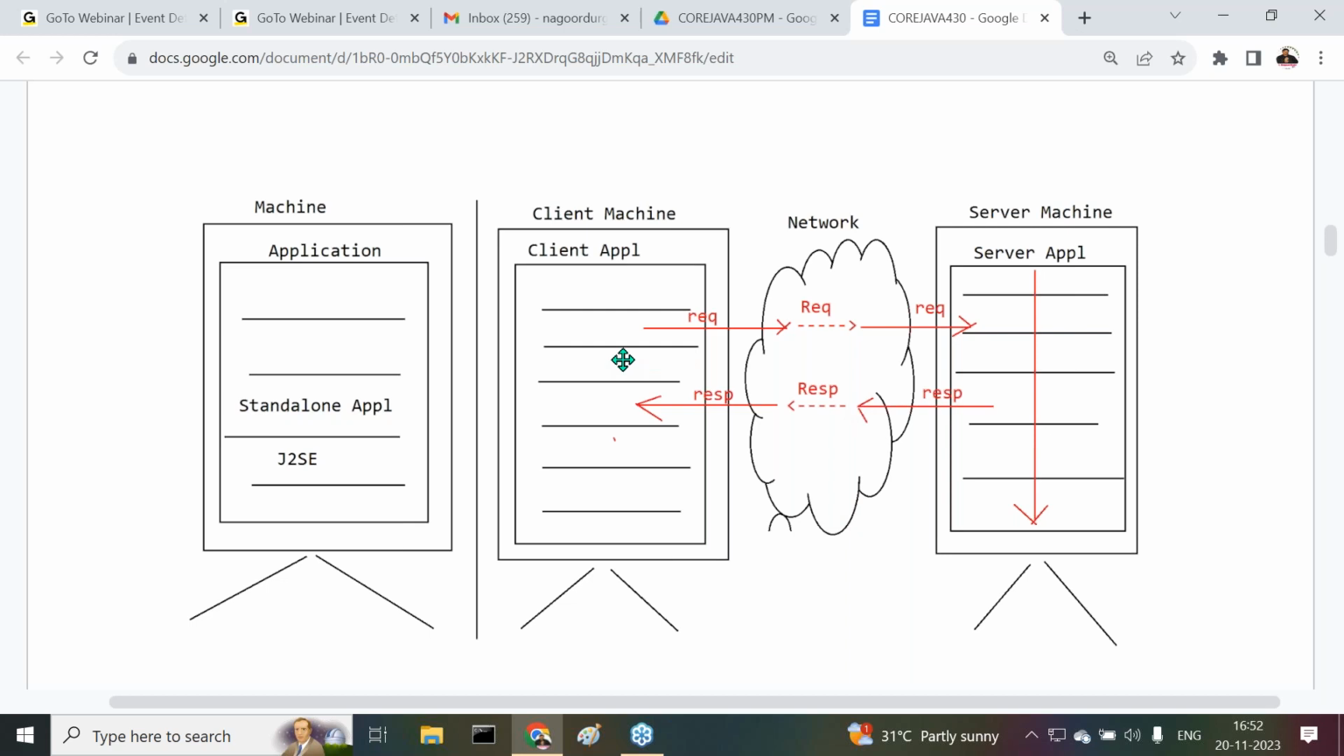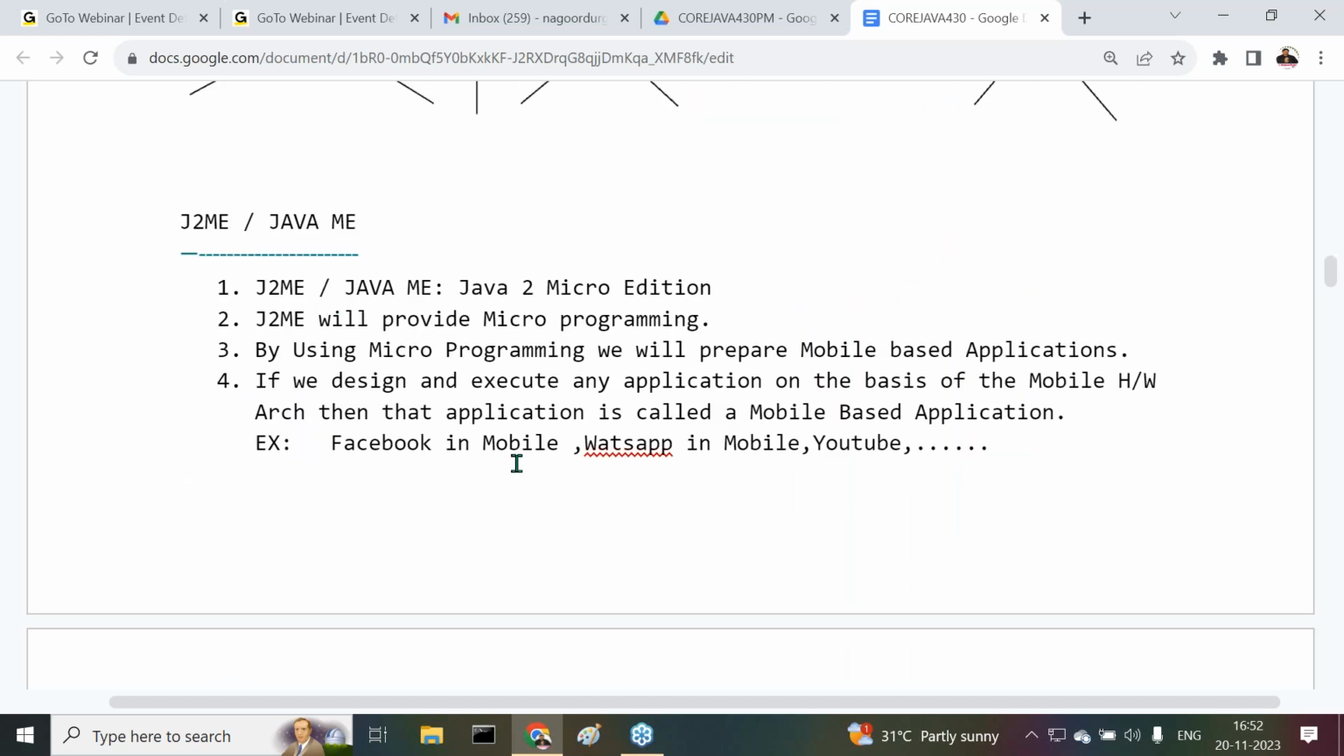When a client application submits a request to the server, the network will take that request and carry it to the server-side application. The server-side application will be executed and will generate some response to the client. The network will take that response and carry that response to the respective client application. Then after that, what is next?